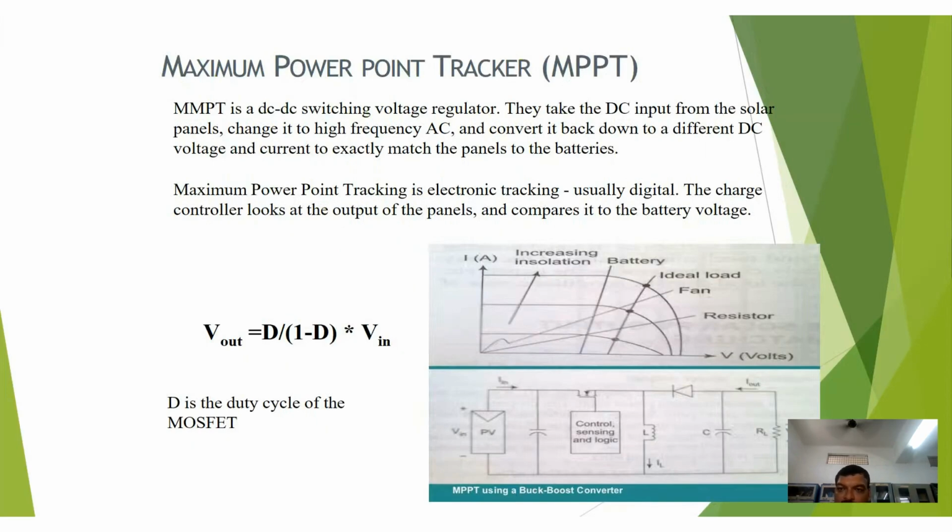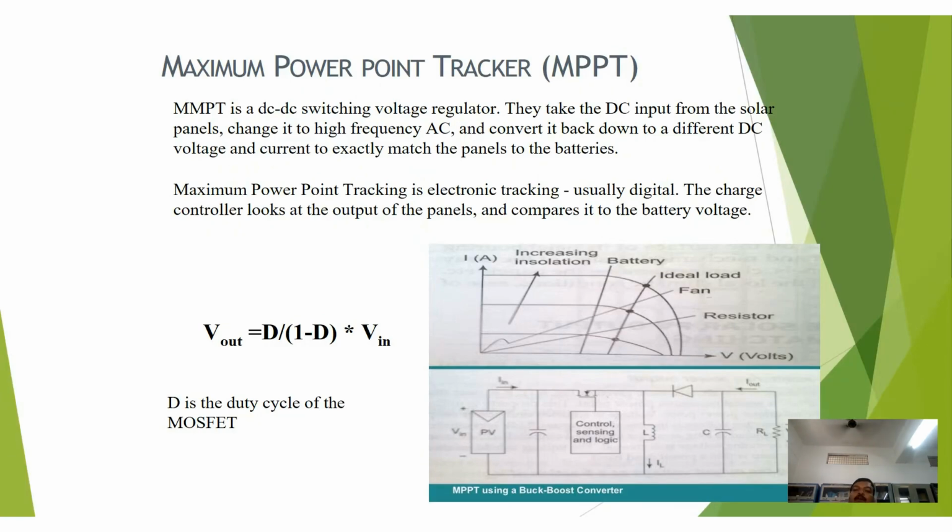The maximum power point tracker is a DC-DC switching voltage regulator. It takes the DC input from the solar panels, changes it to high frequency AC, and converts it back to a different DC voltage and current to exactly match the panels to the batteries.